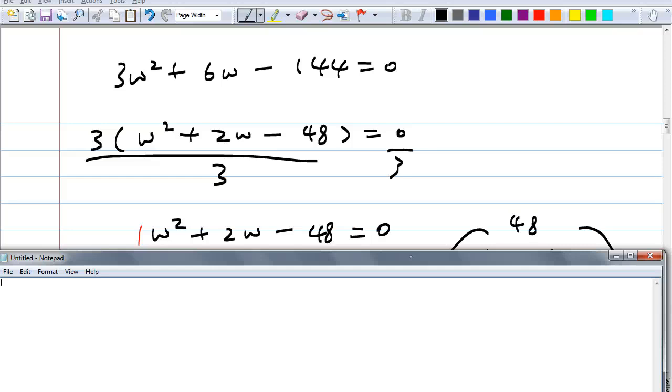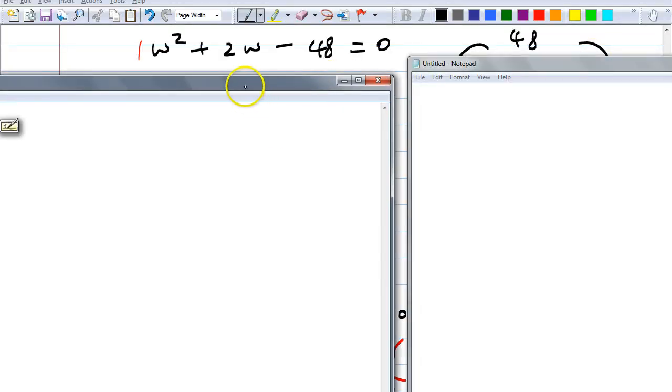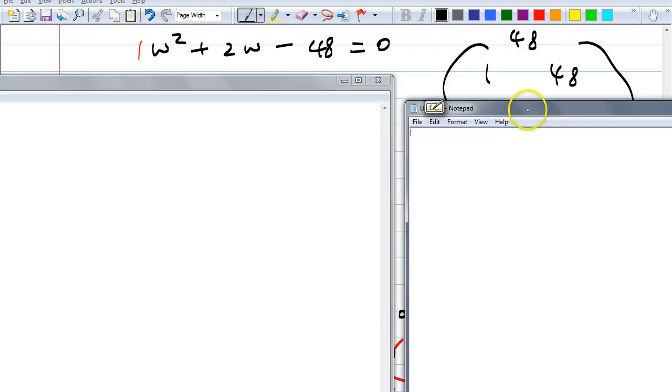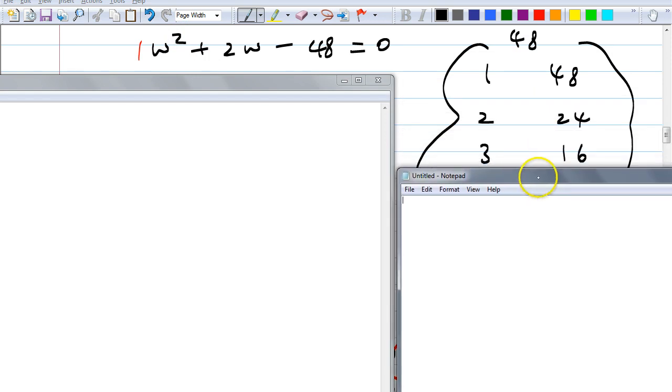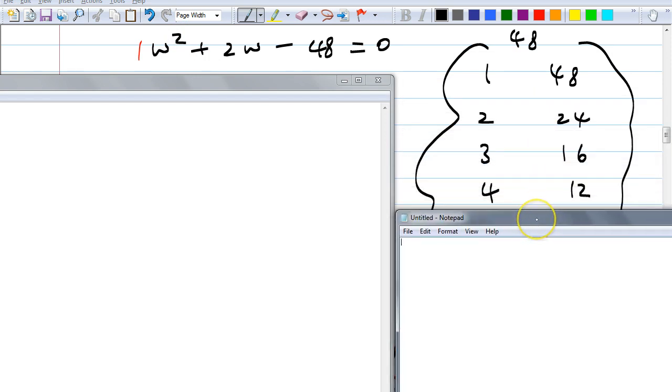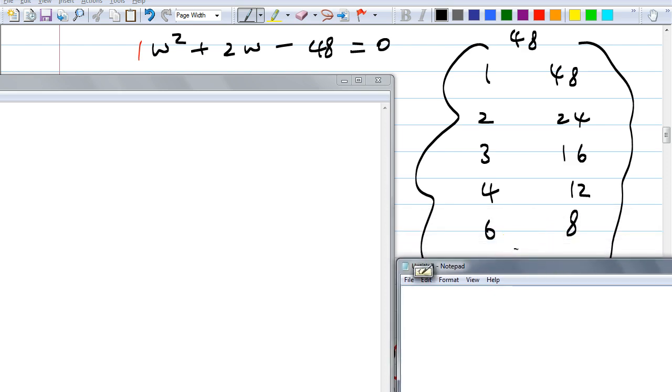Okay, I'll wait. So, for 48, how many ways are there to multiply two numbers? We know it's going to be W and W, right? For the first two terms of the binomials, because that's the only way to get W squared. 1 and 48, what else? 2 and 24, 3 and 16, 4 and 12. Does 5 go in? No. 6 and 8. Now, which one should we try first? Yeah, remember, try the one that's closest to 1. Okay. Does it work? One of them has to be negative, doesn't it?